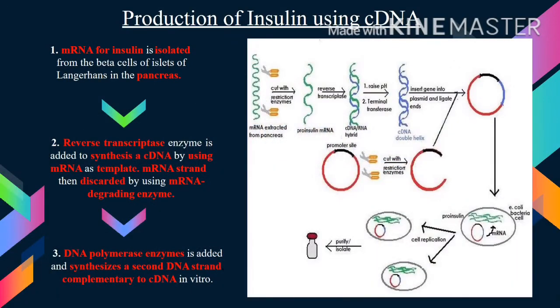Production of insulin using cDNA. What is insulin? Insulin is a hormone that regulates the amount of glucose, or we call it sugar, in the blood and is required for the body to function normally. Insulin is produced by cells in the pancreas, which we call the islets of Langerhans. These cells continuously release a small amount of insulin into the body, but they release surges of the hormone in response to a rise in the blood glucose level.